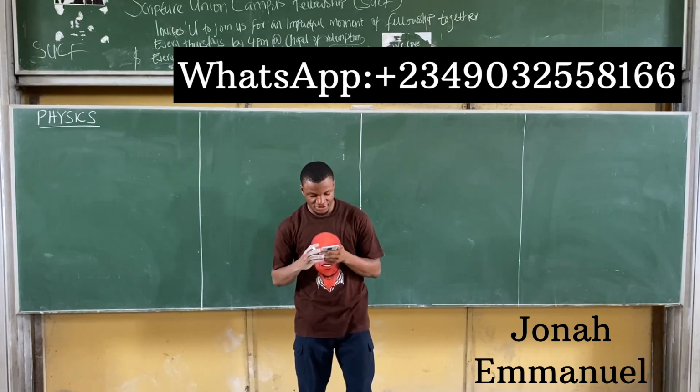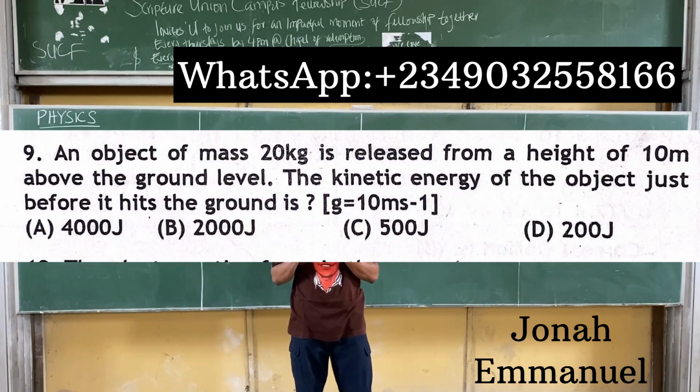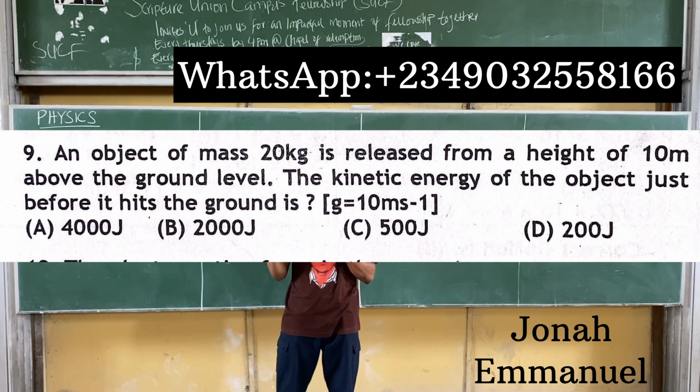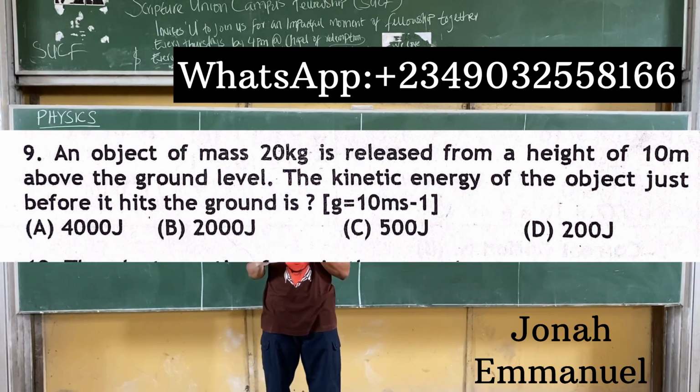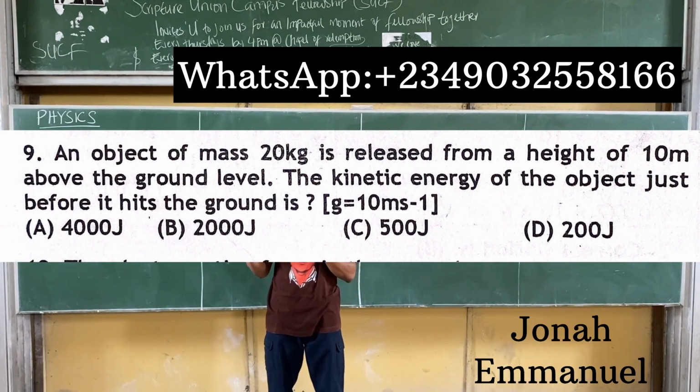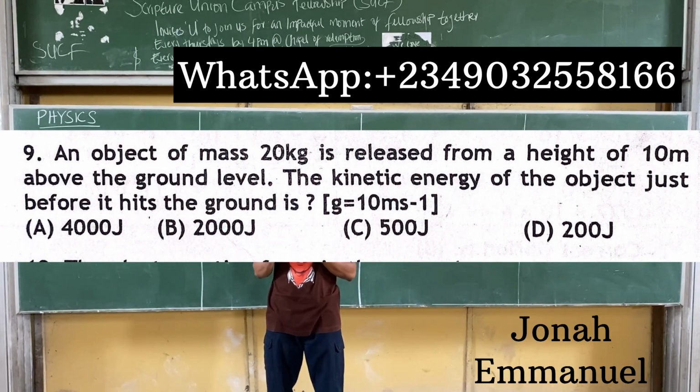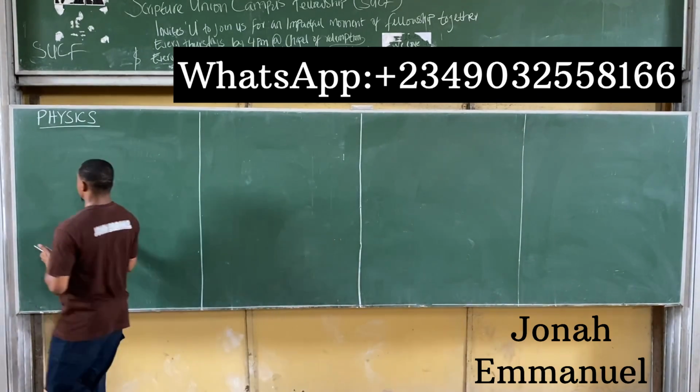All right, the next question says, an object of mass 20 kilograms is released from a height of 10 meters above the ground level. The kinetic energy of the object just before it hits the ground is dash. Take g as 10 meters per second squared. All right, solution for this.